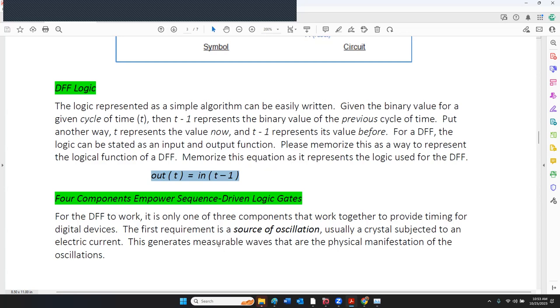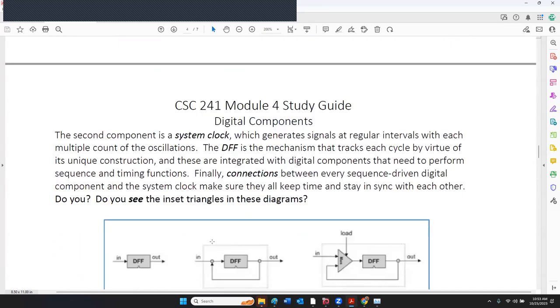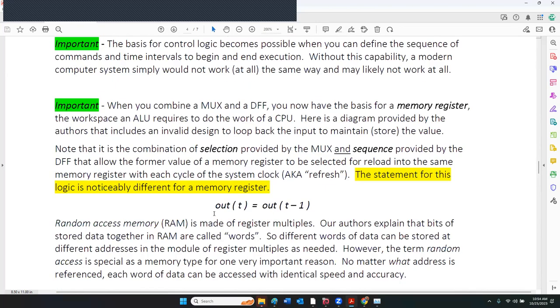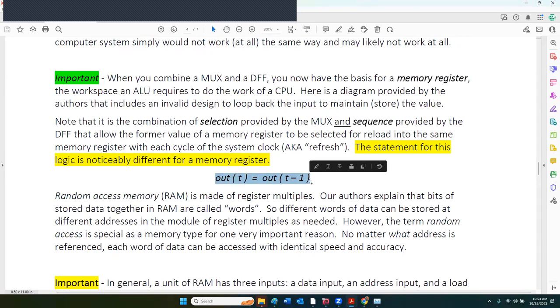I want you to notice the difference. This is the digital flip-flop, and this is the memory register, and this is how the logic changes. So what comes out of that logic gate the next second is what came out of the logic gate the second before, or the time interval before. It's not necessarily a second. T is not a 1 second interval. T is more like a millionth of a second or a billionth of a second. Does everybody understand what I'm saying here?